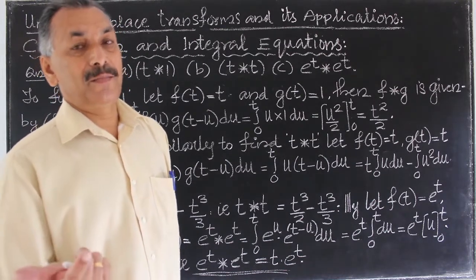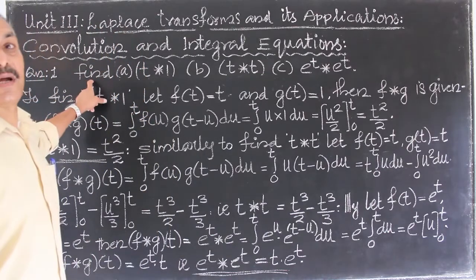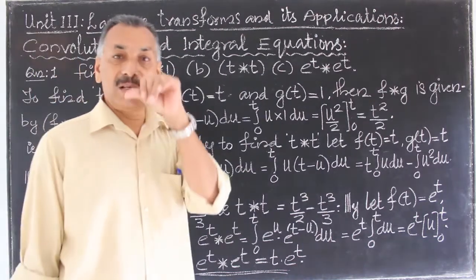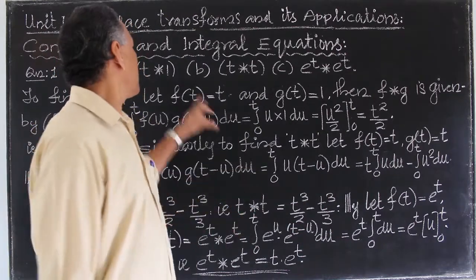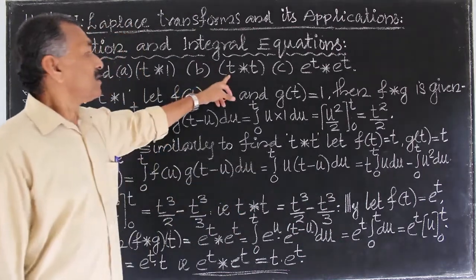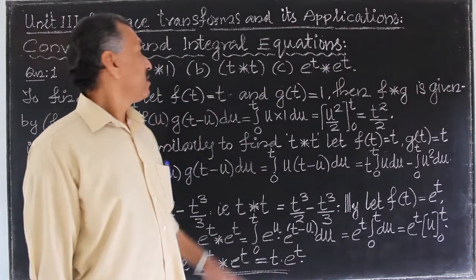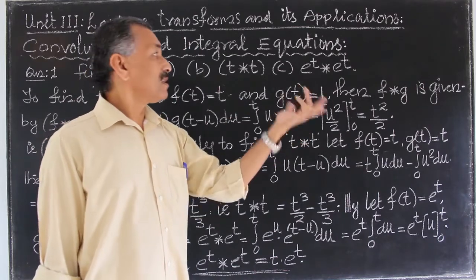u is the variable. Next, find the convolution, for example t star 1. You have seen 1 star 1 is equal to t, so we found the value of 1 star 1. Then what is t star 1? Similarly, we can find t star t, e raised to t star e raised to t, 1 star e raised to t, t star e raised to t, etc.